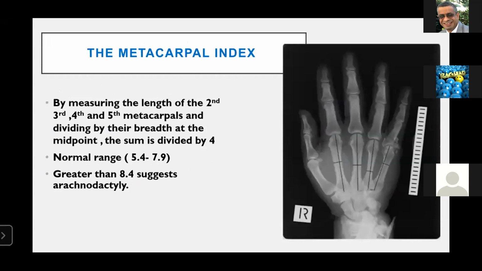Metacarpal index. Measure the length of the metacarpal bones from the second to the fifth and divide by their breadth at the midpoint, then the sum is divided by 4. This gives a normal range of 5.4 to 7.9. The range of 8.4 to 9.4 is a cut-off point of abnormality and suggests arachnodactyly.